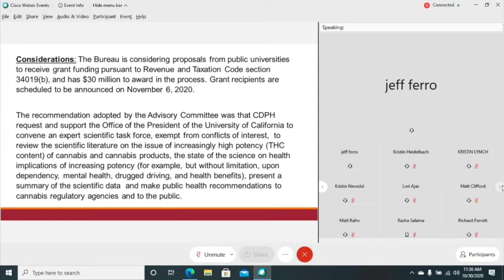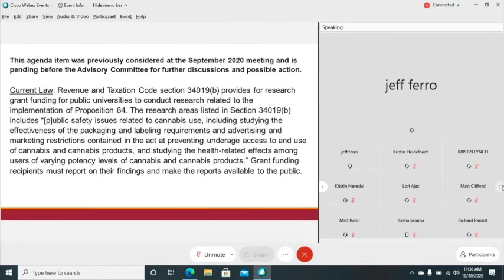The current law, under the Revenue and Taxation Code section 34019B, provides for research grants funding for public universities to conduct research related to the implementation of Proposition 64. Other research areas listed in section 34019B include public safety issues related to cannabis use, including studying the effectiveness of the packaging and labeling requirements and advertising and marketing restrictions contained in the Act at preventing underage access to and use of cannabis and cannabis products, and studying the health-related effects among users of varying potency levels of cannabis and cannabis products. Grant funding recipients must report their findings and make reports available to the public.